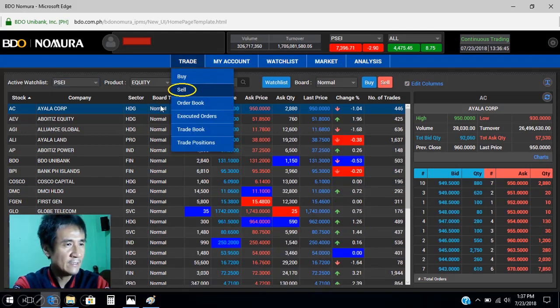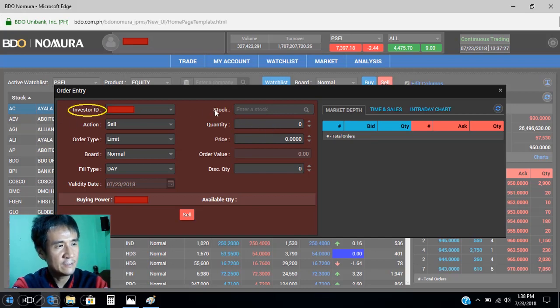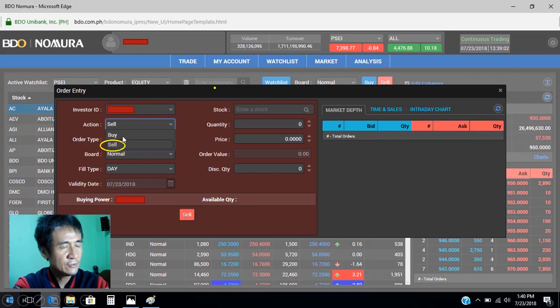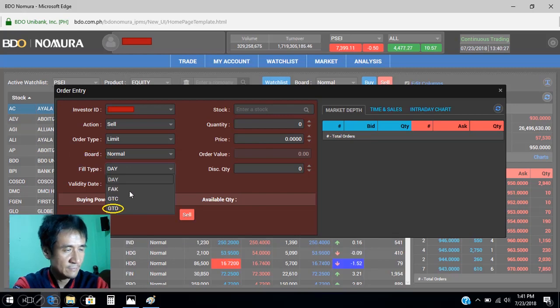And since you are selling, you have to click sell. Okay, so it will go to this page. So again, you have to check the investor ID, just leave it, and the action. So we are selling, so you have to click sell, and the order type, just leave it, and the board lot, we'll select normal, and next the field type. So again, there is GTD, GTC, FAQ, and day. So we will use day as an example.